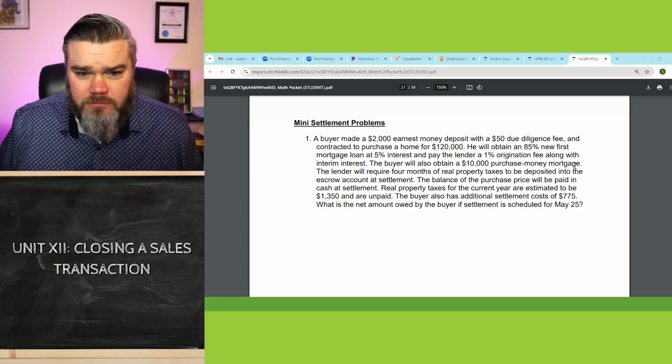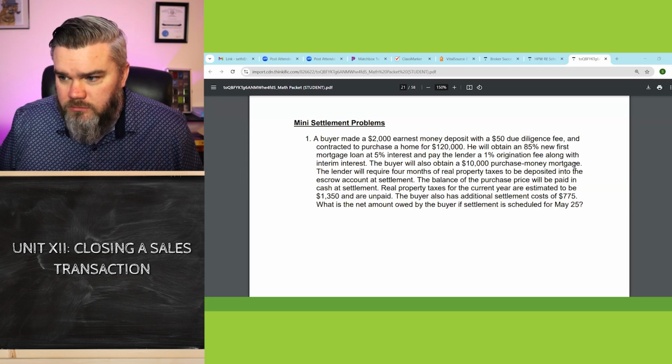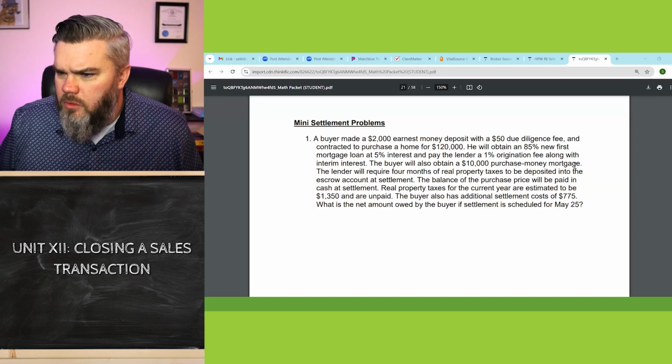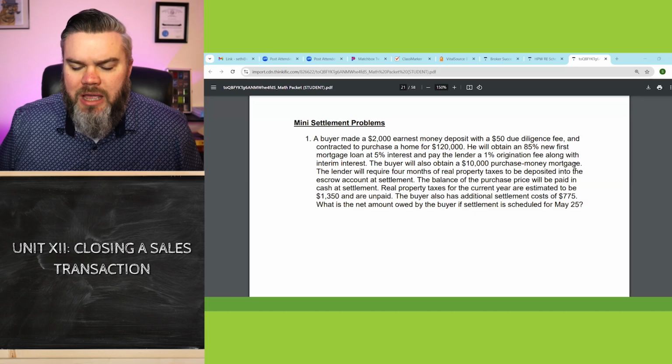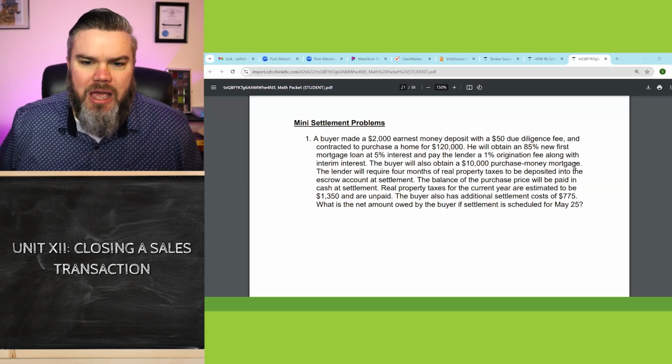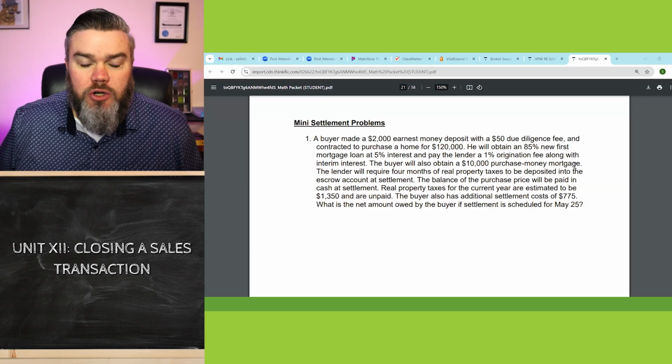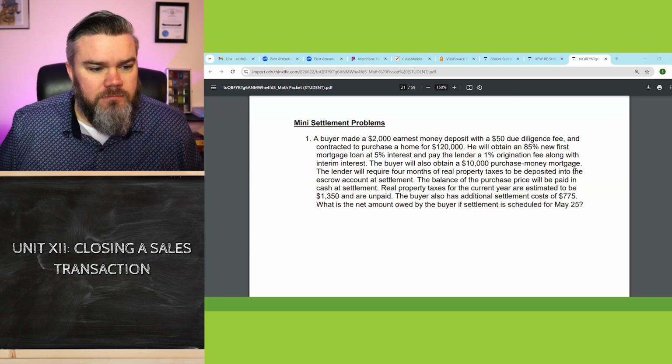When it says the balance of the purchase price will be paid in cash at settlement, is that saying that the buyer will pay the purchase money mortgage, or what is that? It's just a generic statement stating that everything else that they have to pay is going to be part of their closing costs. You don't need to do anything with that number. Just know that when you find the cash to close, that number is included in it.